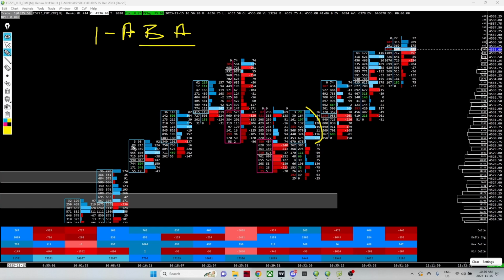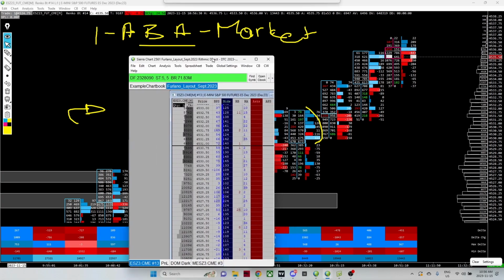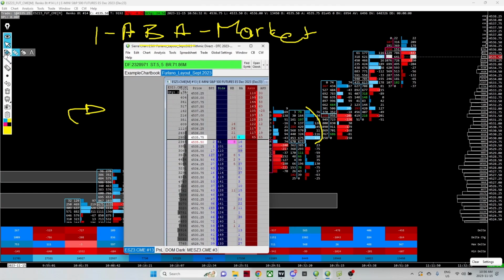So if you're doing that, you're a buyer, you're hitting the market order, you're hitting market, and it's buying the ask. Let me pull this up here. So if price is currently trading right here, 35.75, 35.50, if I hit market buy, it's going to buy the 35.75.